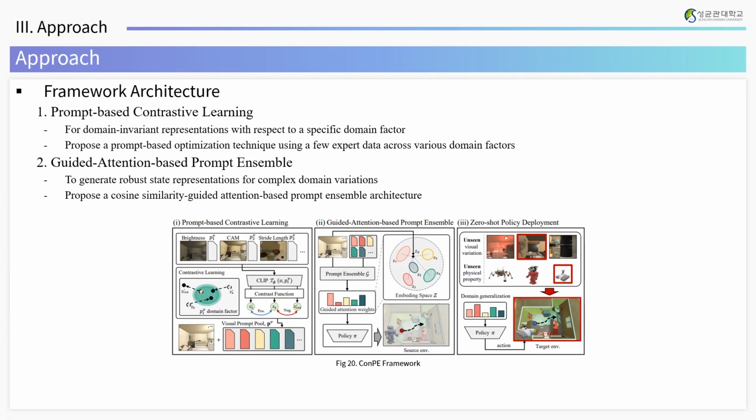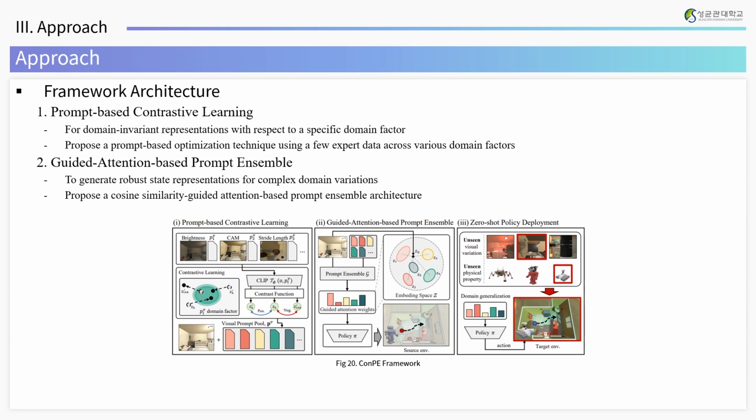Now I will introduce our paper, Efficient Policy Adaptation with Contrastive Prompt Ensemble for Embodied Agents. We adopted a two-step approach to tackle the challenge of sample-efficient policy learning and zero-shot adaptation for embodied agents facing complex domain variations. First, to construct domain invariant representations with respect to a specific domain vector, we propose an optimization technique based on expert data across various domain vectors using prompt-based learning methods.